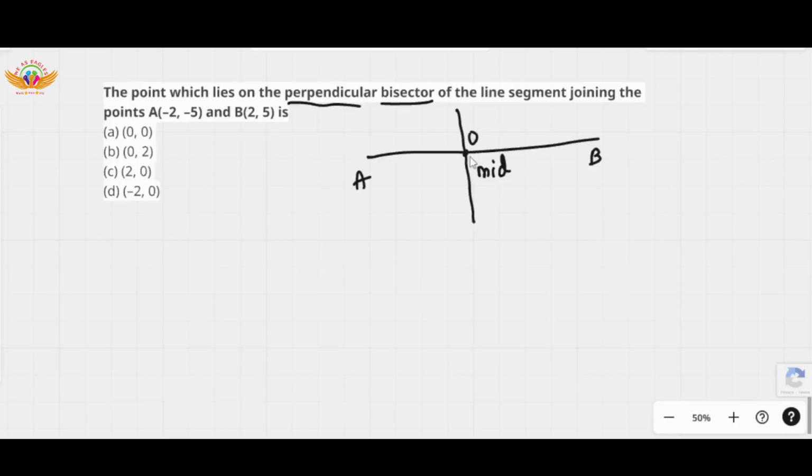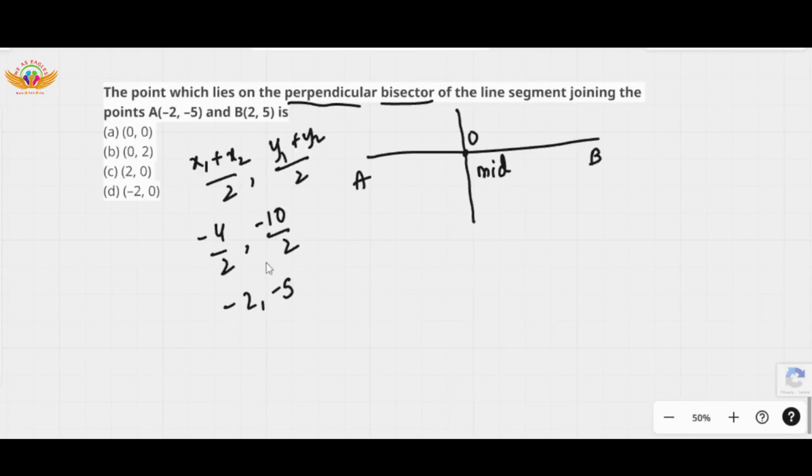Because it is dividing exactly in the middle, we are going to use the midpoint formula. So y1 plus y2 by 2. Minus 2 by 2, that is minus 4 by 2. And minus 5, that is minus 10 by 2. So minus 2 comma minus 5.